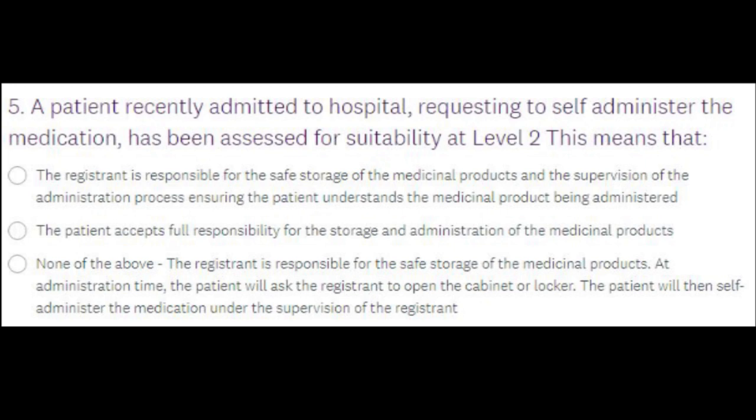The registrant is responsible for the safe storage of the medicinal products. At administration time, the patient will ask the registrant to open the cabinet. The patient will then self-administer the medicine under the supervision of the registrant. So that's going to be the right answer. Hope you have got it right.